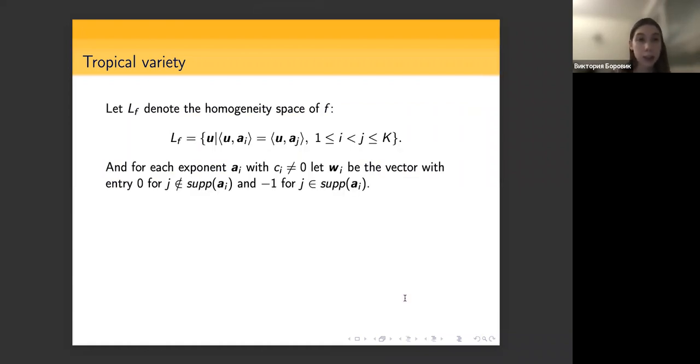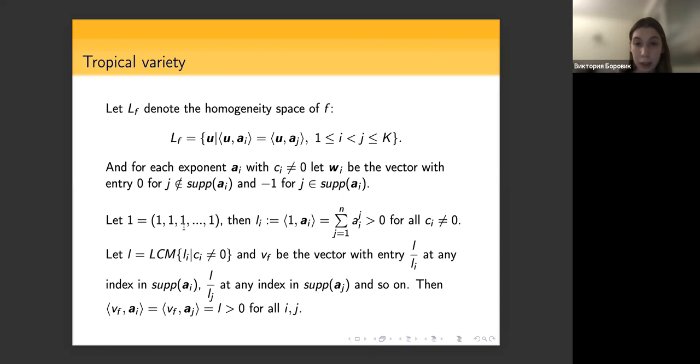And now let me consider L sub f, the homogeneity space of polynomial f. So it's just such vectors in a product with which is the same for all indices. And for each exponent, I will define the vector wi. It is the vector with entry 0 for those indices that don't belong to the support of this exponent, and -1 for those indices that belong to the support of this exponent.